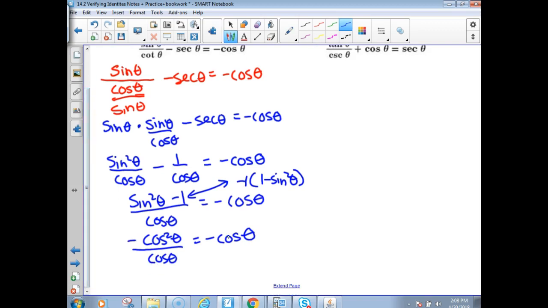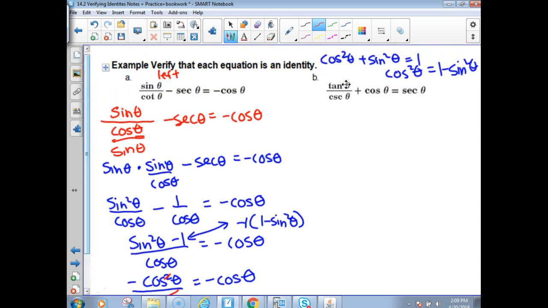Well, we're almost there. You see how we're getting towards the right? So we cancel out a cosine on the top and a cosine on the bottom. So you just cross out the little 2, and then you can say negative cosine theta equals negative cosine theta. So we have proven it, that the left and the right are equivalent. Okay, B.